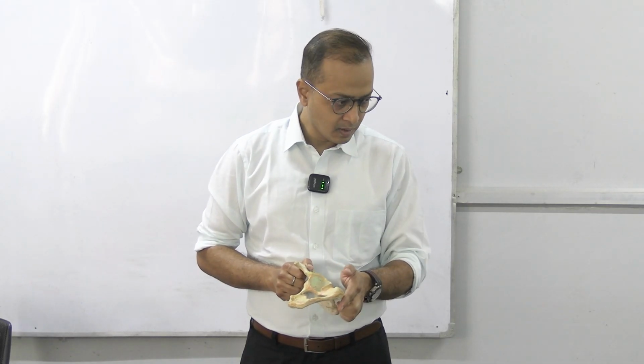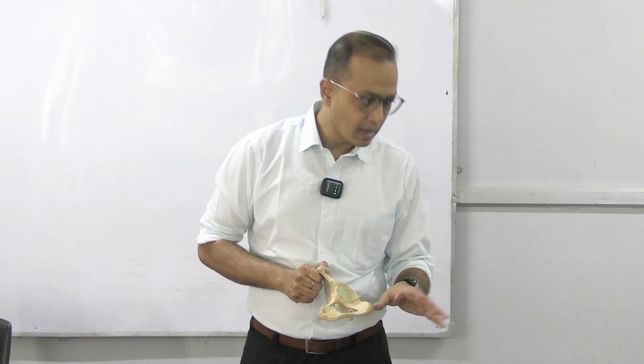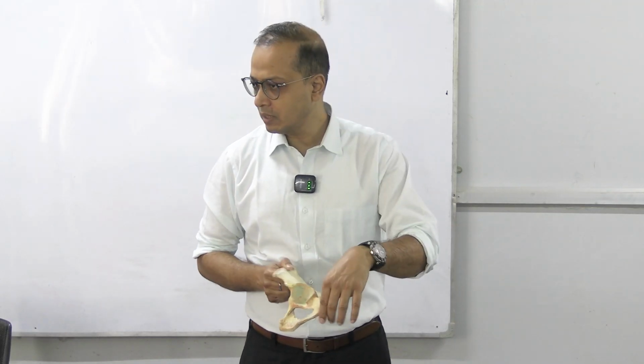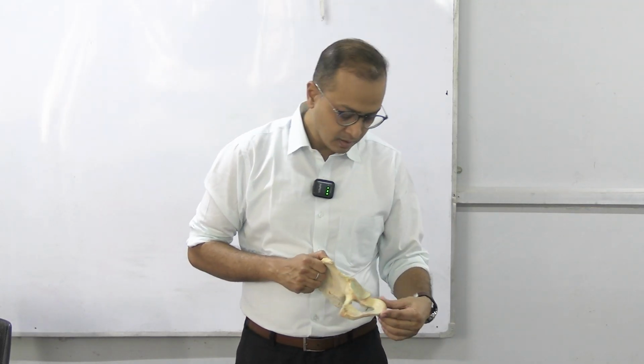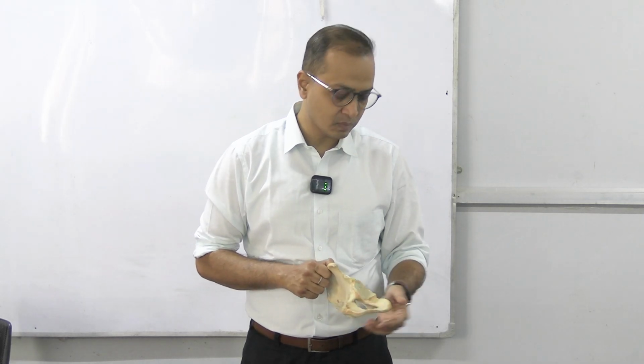Ischial tuberosity gives attachment to the hamstring muscles. You know the names of the hamstrings. So, hamstring muscles are attached on the ischial tuberosity, right. This ischial tuberosity all the way along gives attachment to the hamstring muscles.